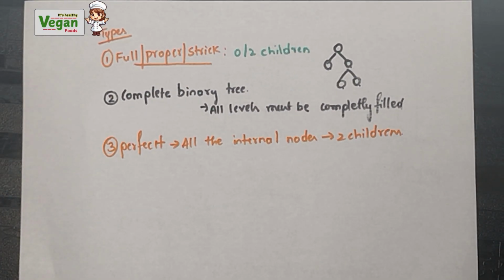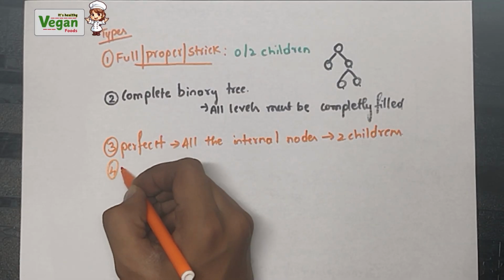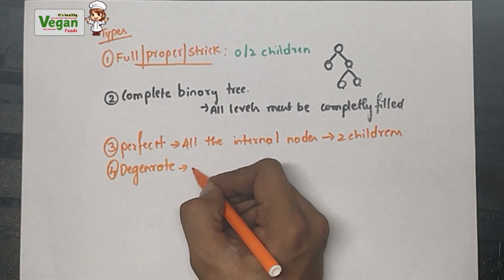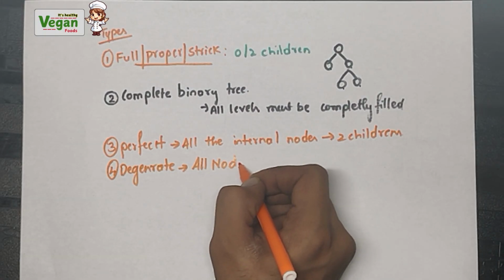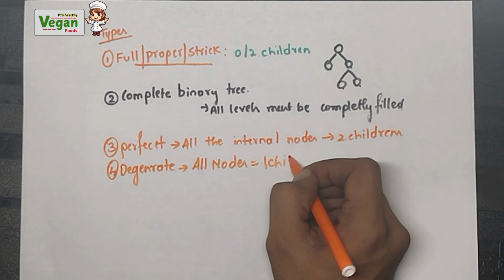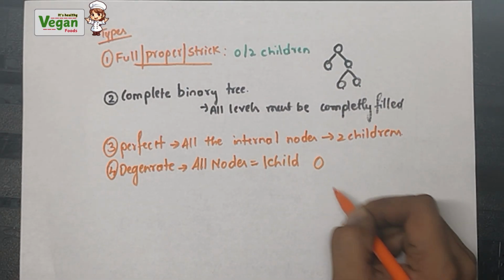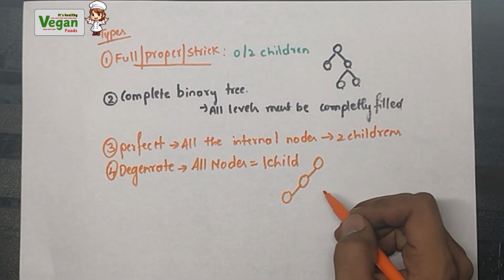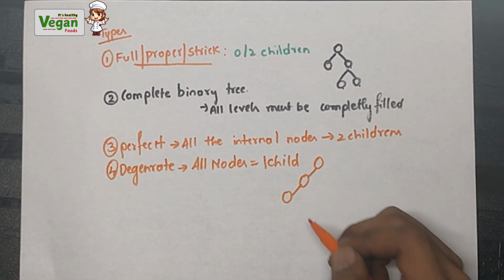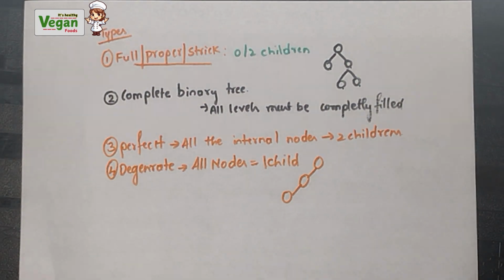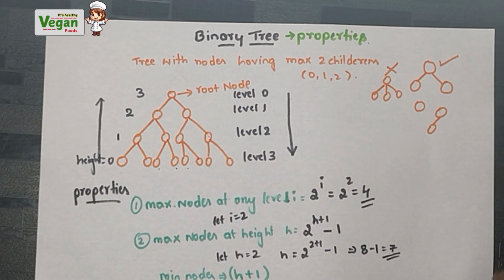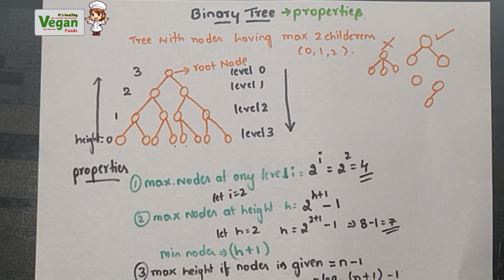The last one, the fourth one, is the degenerate binary tree. In a degenerate binary tree, all nodes will have 1 child. If you draw 1 child, you cannot draw it on the right-hand side. The children must be as far left as possible. That is, the single child must be drawn on the left side. While drawing the binary tree also, first write the left side node, then write the right side node.